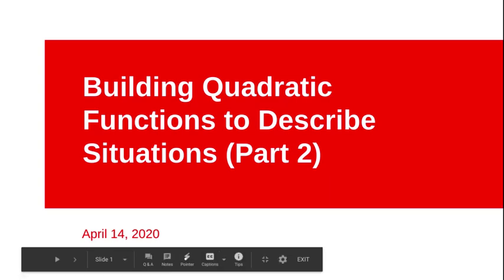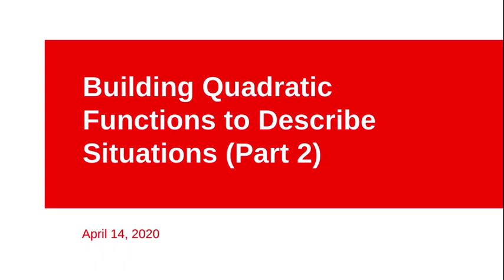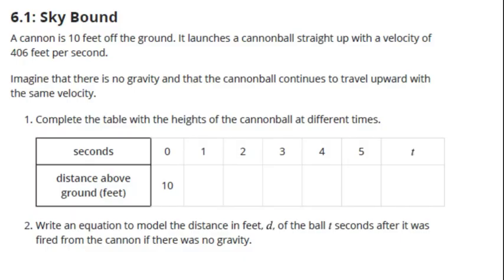Last week we did lesson 5, which was about dropping objects and the effect gravity had on them. Today we're going to be talking about what happens when we launch objects, like throwing a ball up in the air or something like that. And so that's what today is going to be about.